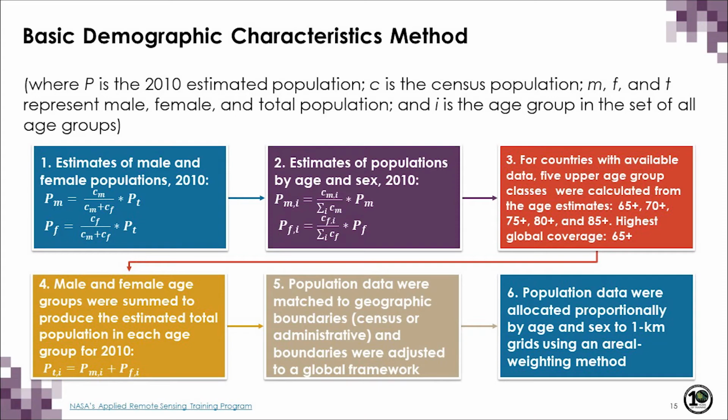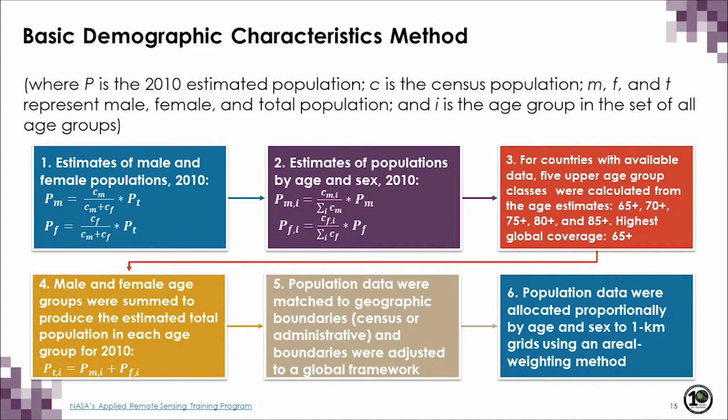The methods for developing the basic demographic characteristics dataset are similar to the methodology for GPW4. First, we estimated male and female populations and male and female population by age for 2010. Then we decided on what would be the last age group. For countries with available data, 5 upper age group classes were calculated from the age estimate, starting at 65, going up to 85 and plus. Because of data availability, the highest global coverage is for 65 and older.